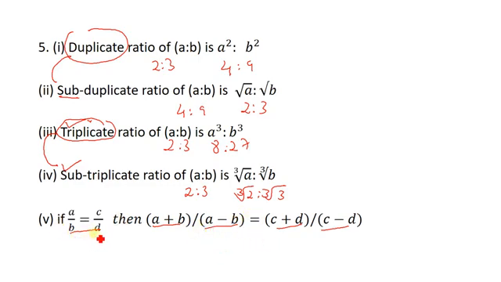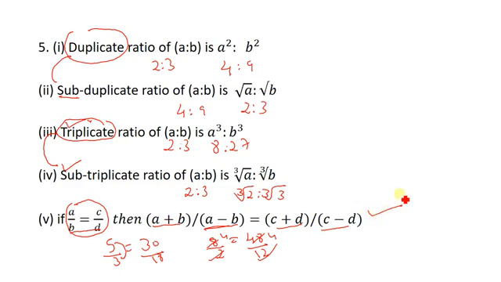Suppose A is 5 and B is 3, and C is 30 and D is 18. This is 5 by 3. Now A plus B will be 5 plus 3, that is 8, and A minus B will be 5 minus 3, that is 2. Now C plus D, 30 plus 18, that is 48, and C minus D will be 30 minus 18, that is 12. So this is 1 by 4 and 12 by 48, that is 1 by 4. So this is equal. So if A upon B is equal to C upon D, then we can do A plus B upon A minus B, and that will be equal to C plus D upon C minus D. This is called componendo dividendo.